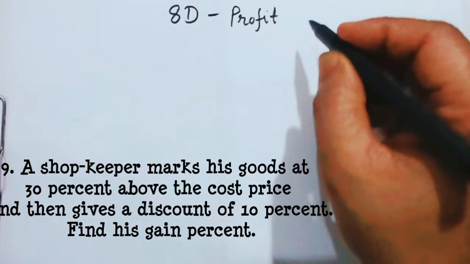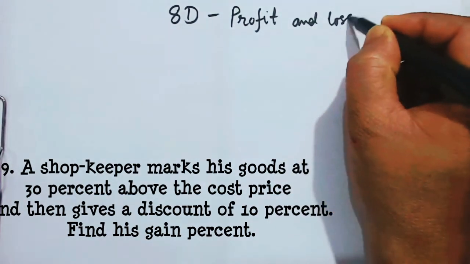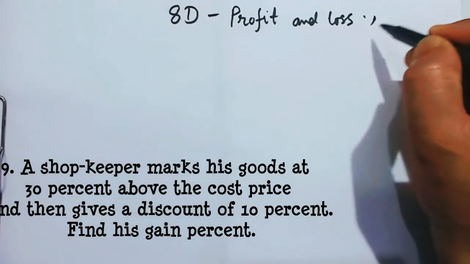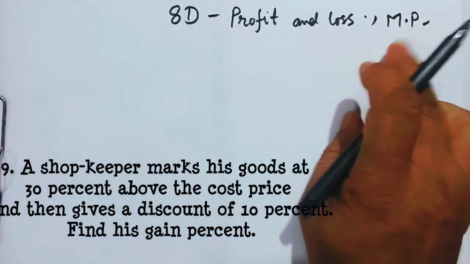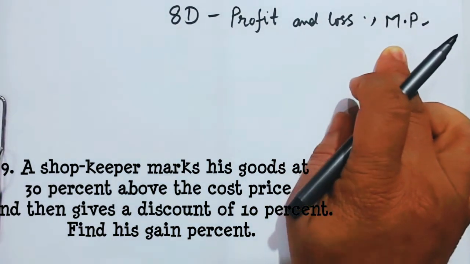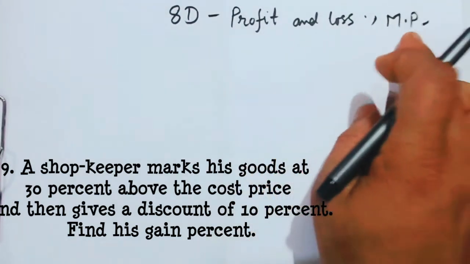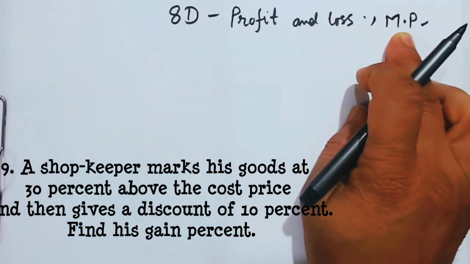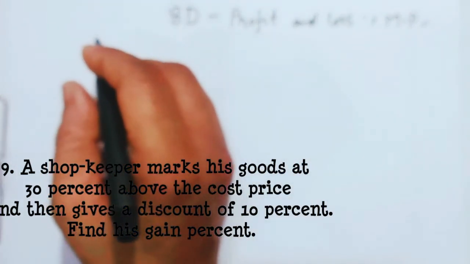Exercise 8D, profit and loss. Here we are dealing with mark price. As you know, the mark price is always greater than the selling price. Until it is greater than the selling price, how will the shopkeeper attract you by giving you the discount or the discount percent?